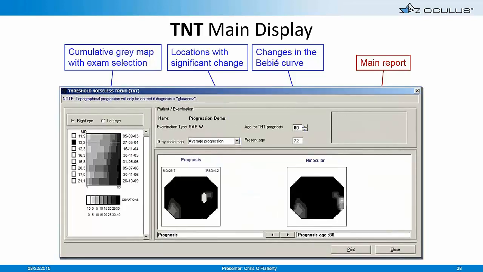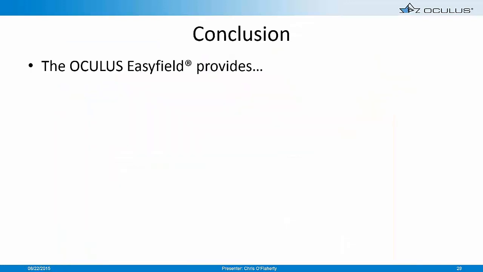And then lastly here on the TNT display, as mentioned before, we can look at prognosis. We can plug in a future age here, and based on the patient's current age and their current rate of progression, it will give us an estimated visual field. And this is a good tool for patient education and hopefully patient compliance.